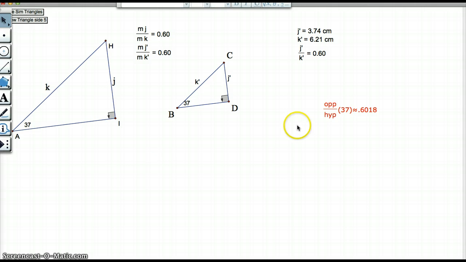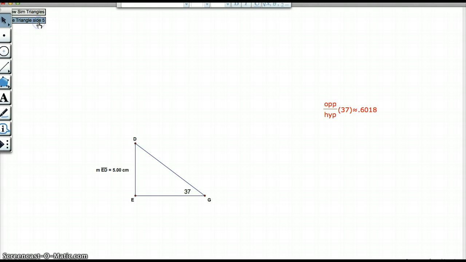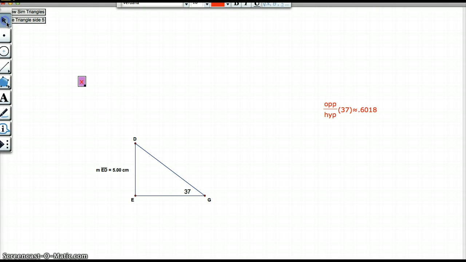All right, so let's remember this. And let's put these triangles away. Get all the stuff out of our way. We're going to look at this new triangle. Here's a triangle where one side is 5. We have an angle of 37. We want to find x. Well, wait a second, how do we do that?